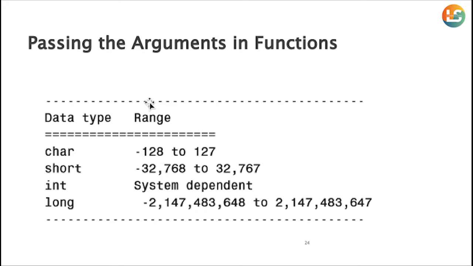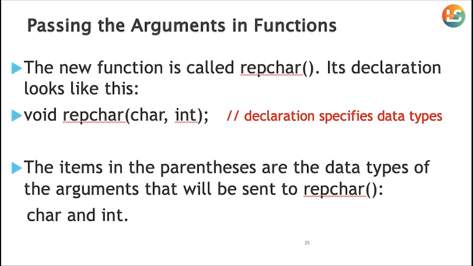Let's suppose that rather than changing the same starline function, we are going to create another function with the name represent character, repchar. So we are going to create a function with the repchar name. First thing is the return type. Similar to the starline function, this function is not going to return anything to the main function. It is going to print something on the screen, but it is not giving back any information or data to the caller, the main function. So the return type is void.